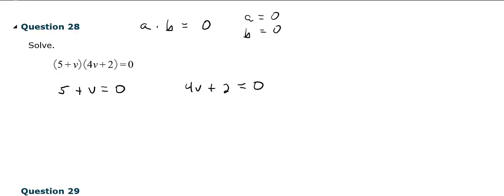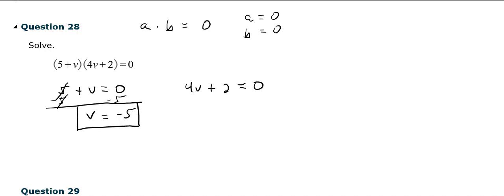So in the first one, 5 plus v equals 0. We subtract 5 from both sides. So v would equal -5. That's one of our answers.